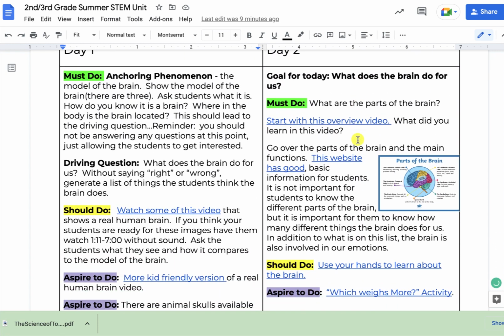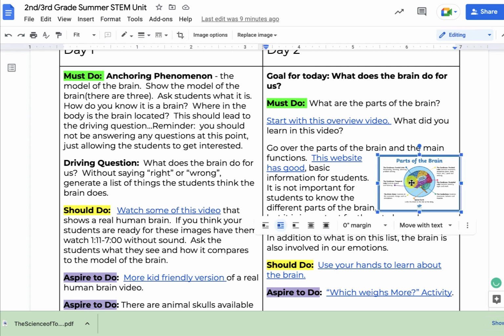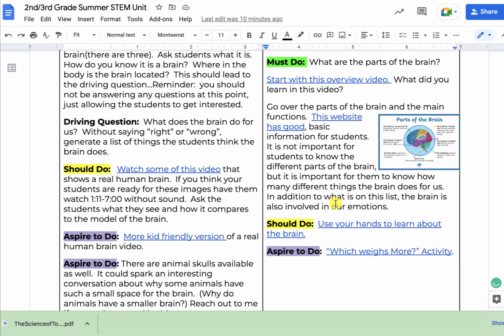I'm not going to go through every day like that, but I just want to make sure you understand not every day will have a must do, should do, and aspire to do. But these images here are full-size images, so I just put them in there and shrunk them down so they would fit, but you can copy those and paste those into a slideshow if you want to display them to the students. They can be printed out if you want to have a printout for students, things like that.